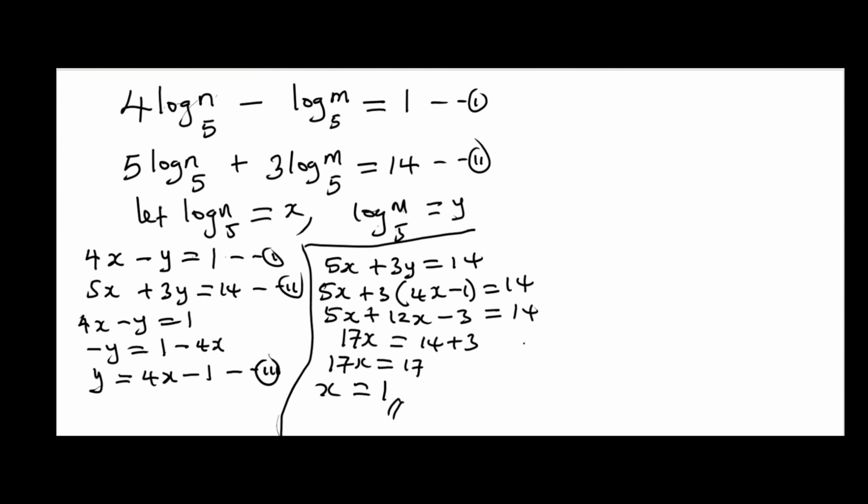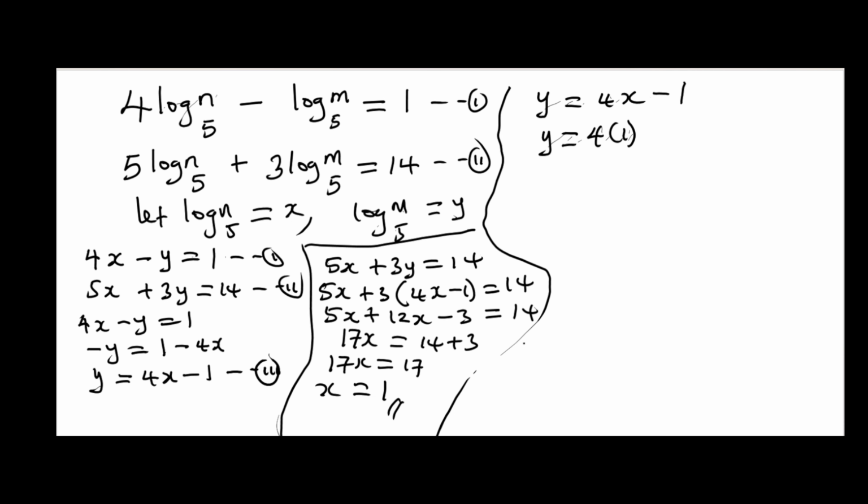Now go back to equation 3 to obtain the value of y. What is y again? y equal to 4x minus 1. Input the value of x there. y now is equal to 4 into 1 minus 1. y now is equal to 4 minus 1, which is equal to 3. x is equal to 1, y is equal to 3.